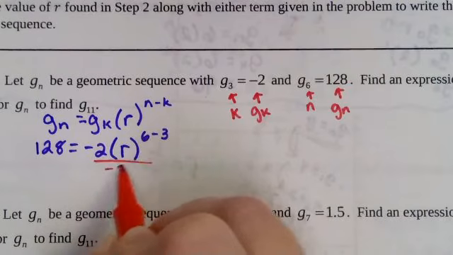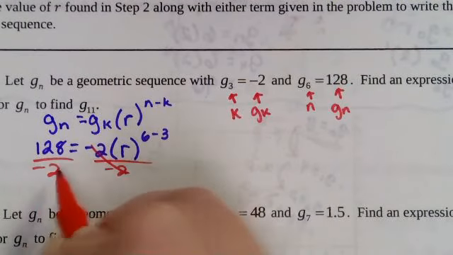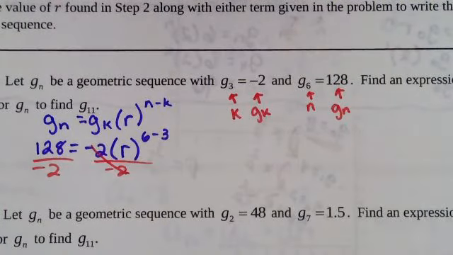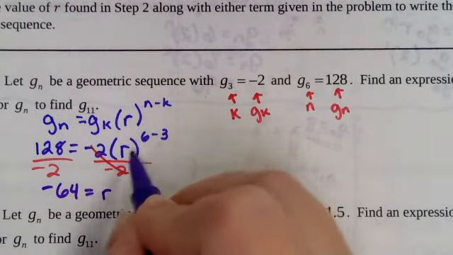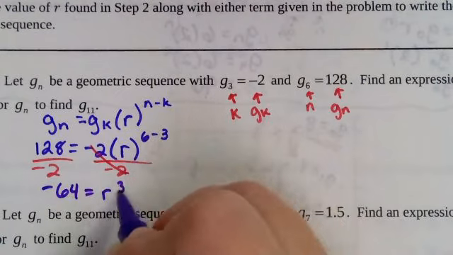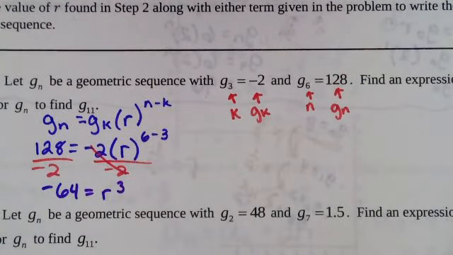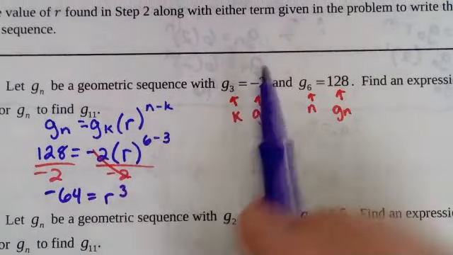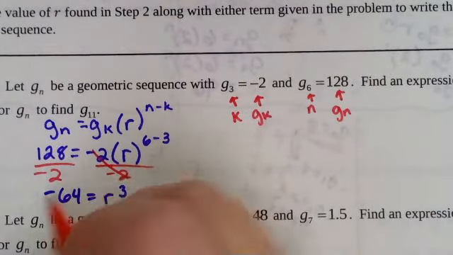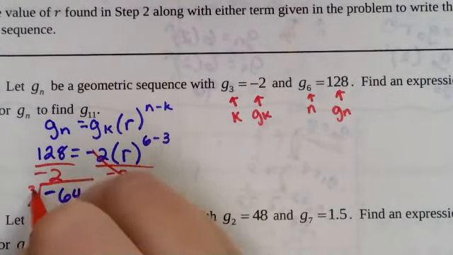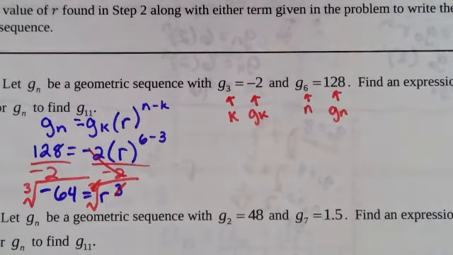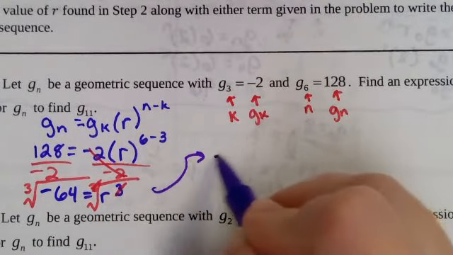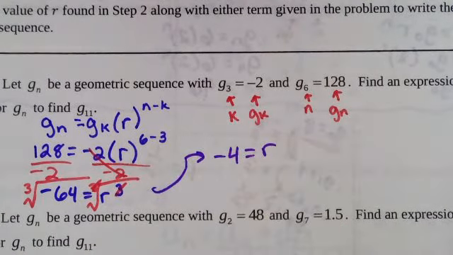So if I divide by -2, that's going to cancel. I know I don't always show that little step, but here I have -64 equals r to the 6 minus 3 third power. In order to figure out my r, we are going to have to cube root so that that cancels out. And the cube root of a negative does work. You get a -4 for the r value.